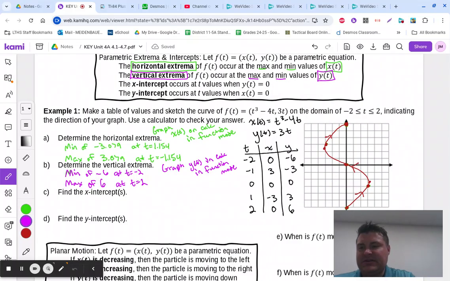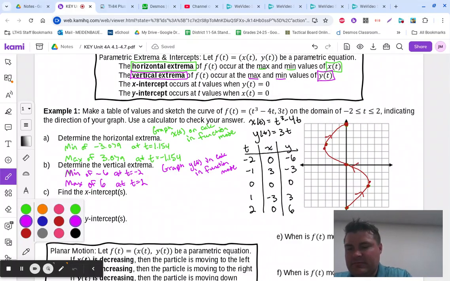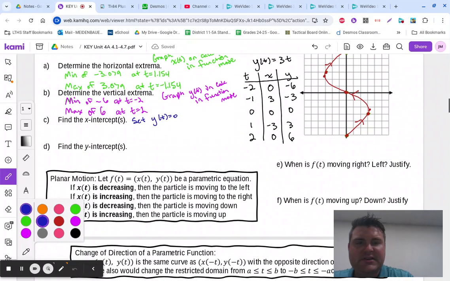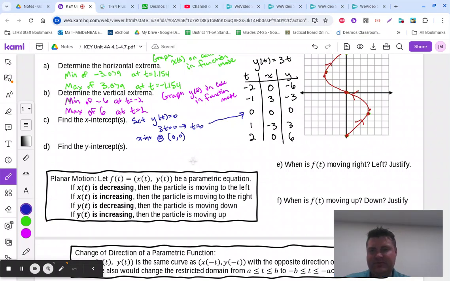Okay, intercepts. Let's go ahead and talk about those. So we have an x-intercept when our y values are 0, which makes sense because we have no height. So we're going to take our y values and set that equal to 0. So for x-intercepts, we're going to set y of t equal to 0. So our y of t is 3t. So 3t equal to 0, and that occurs when t is 0. And I have that value right here. So we're going to have our x-intercept at 0, 0. And that's our only x-intercept. You can see that in the graph as well. Okay.